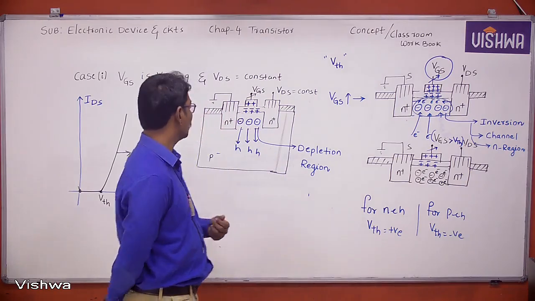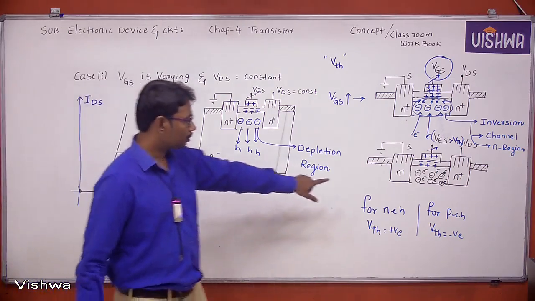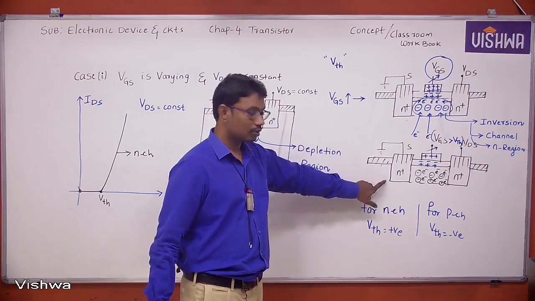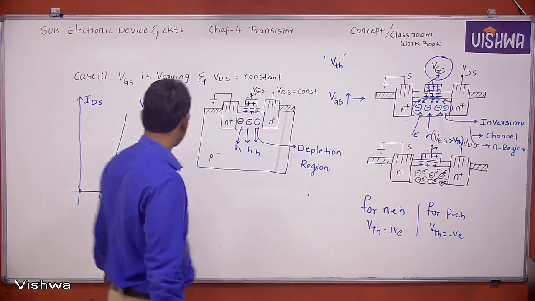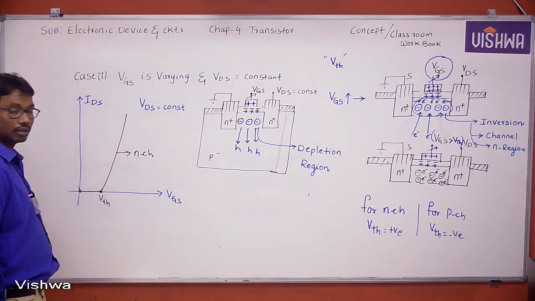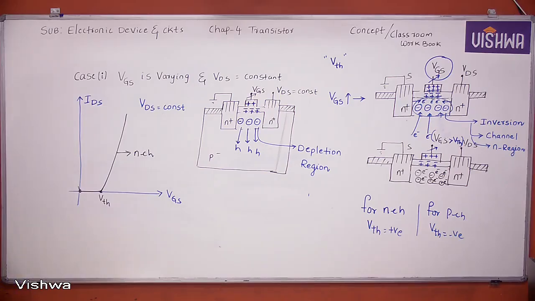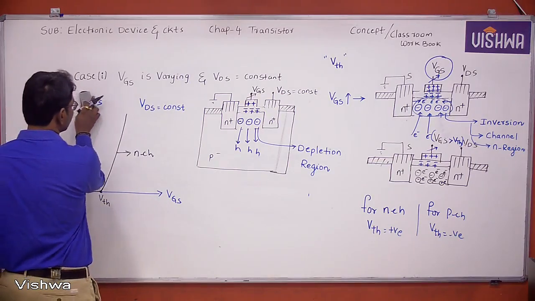Next, heading: transfer characteristics. Copy here, this one. Also copy this one. This is case 3, VGS is greater than V threshold. Copy this diagram. Transfer characteristics. Copied, right? This is the transfer characteristics for an N channel.